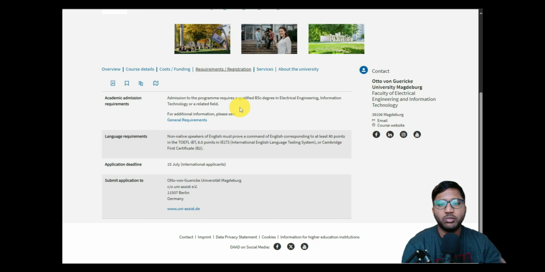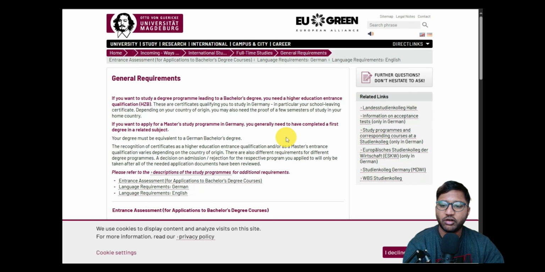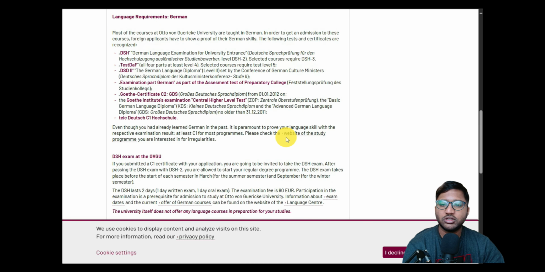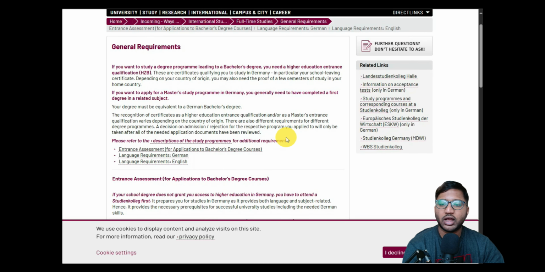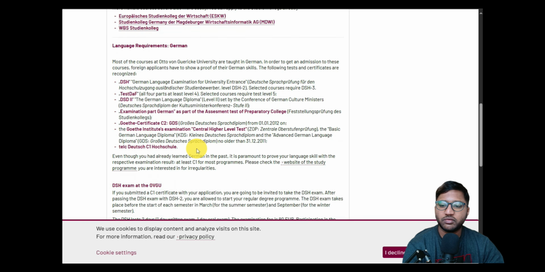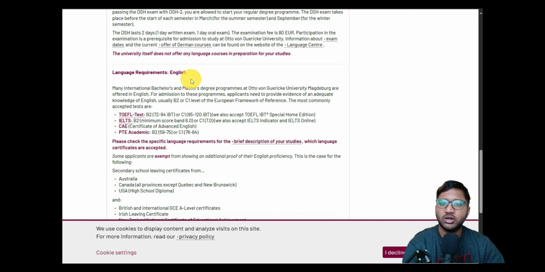Usually people who have done a closely related field, for example telecommunication, could also apply. For additional information, we can also check the general requirements mentioned on their website, but we will go through these general requirements when we are applying. As of now, it's just straightforward. You need to have a bachelor's degree, then you need to have a language certificate. If you are selecting the German language, then you need to have a German language certificate too.